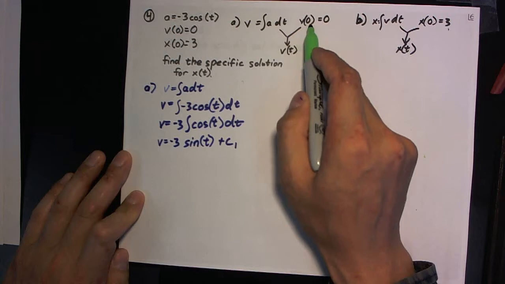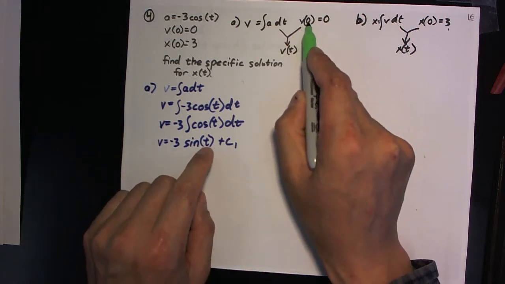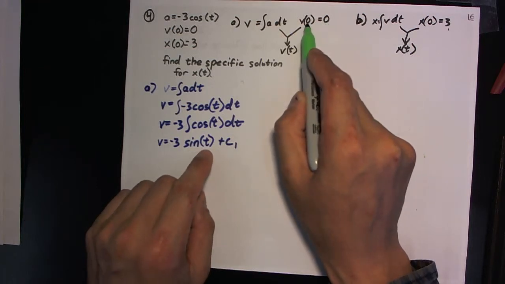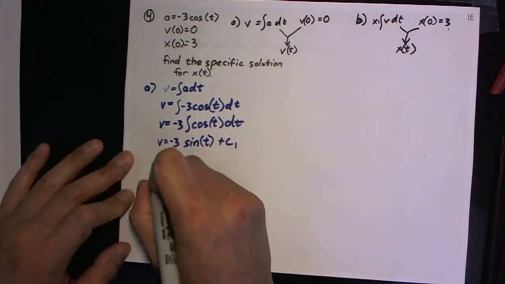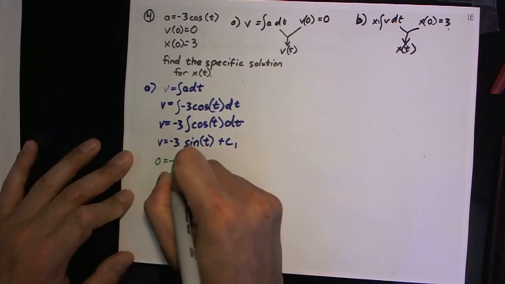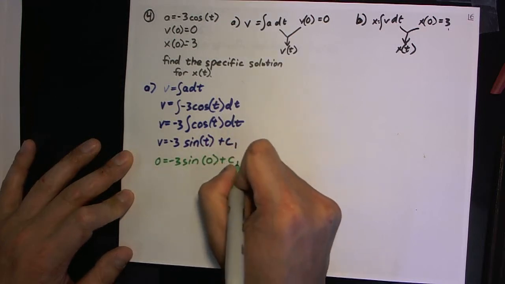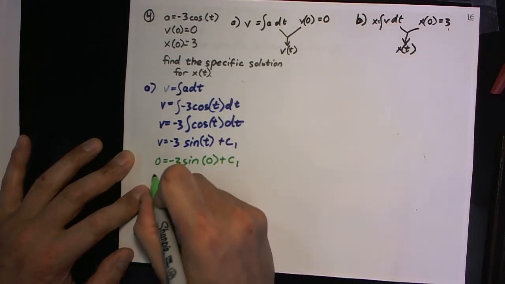v0 equals 0, that means that wherever we see a time, the stuff inside parentheses is our time, so when time is equal to 0, velocity is equal to 0. So wherever we see a t, we can put in 0, wherever we see a v, we can put in 0. Okay, remember that sine of 0 is 1.